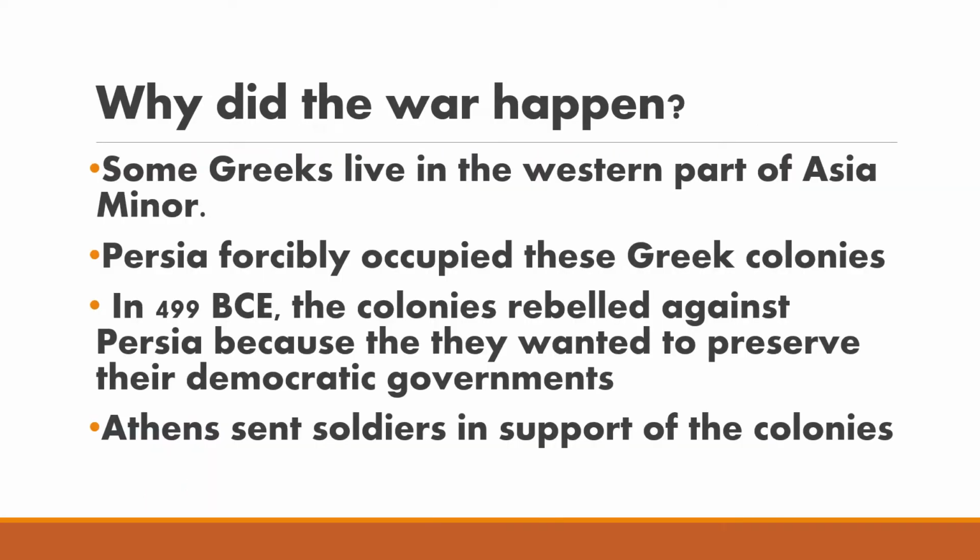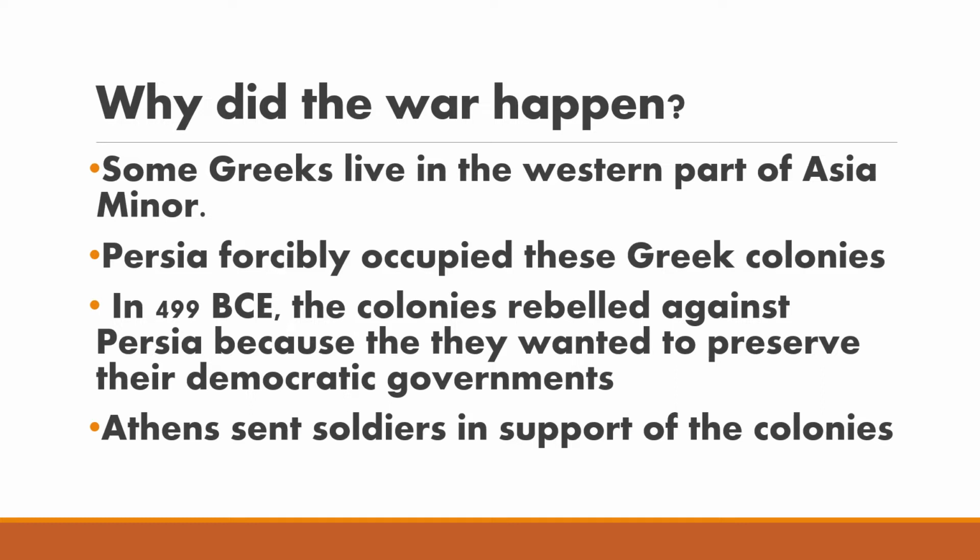Now, why did the war happen? Some Greeks lived in the western part of Asia Minor. This is now known as modern-day Turkey. Persia forcibly occupied these Greek colonies in Asia Minor and forced them to serve under the empire. But in 499 BCE, the colonies rebelled against Persia because they wanted to preserve their democratic governments.